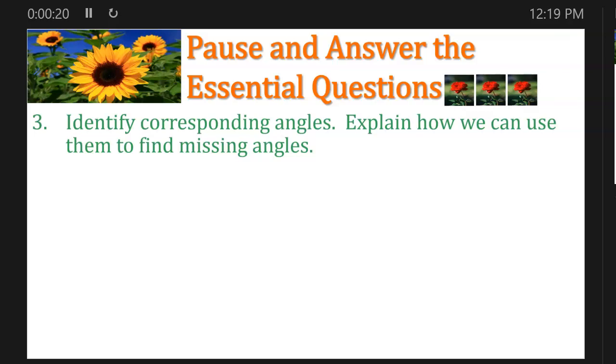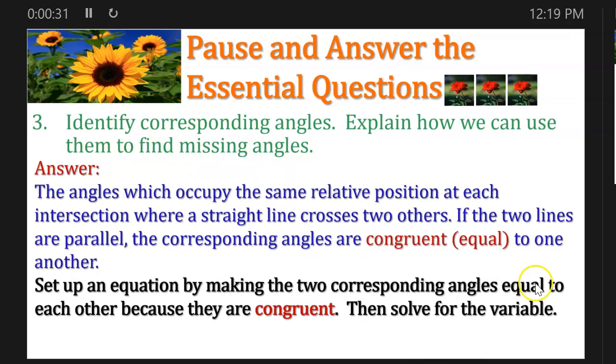Okay, identify corresponding angles and explain how we can use them to find the missing angles. So pause and try to do that one. All right. So the angles which occupy the same relative position at the intersection where a straight line crosses two others. If the two lines are parallel, the corresponding angles are congruent or equal to one another. Set up an equation by making the two corresponding angles equal to one another because they're congruent, then solve for the variable.